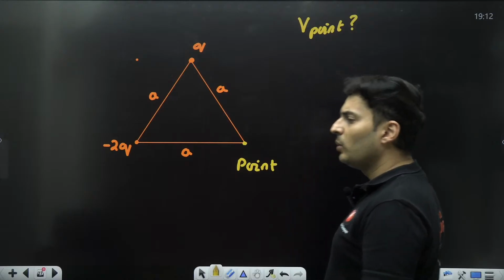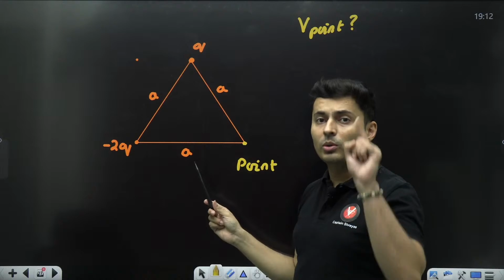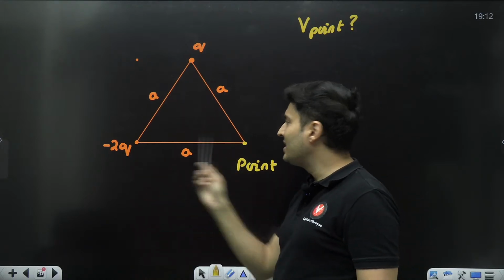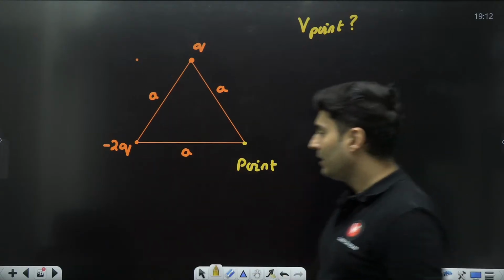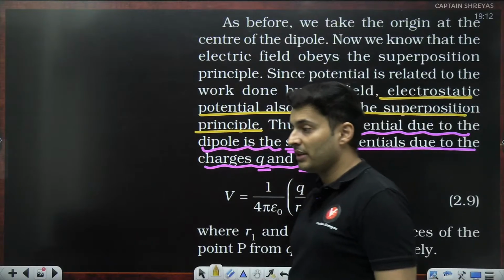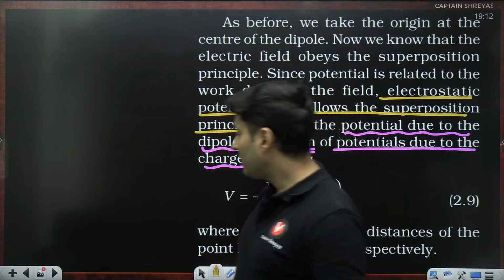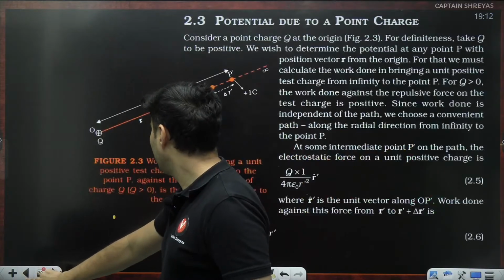What do we do in that case? Because I know only the formula for potential due to a single charge, meaning due to this charge I know, due to this charge I know. So due to all the charges, what is the potential? Well, they say even electric potential follows the superposition principle, which means you just add the potentials. But the best part is right over here, which I showed you. Where is it?